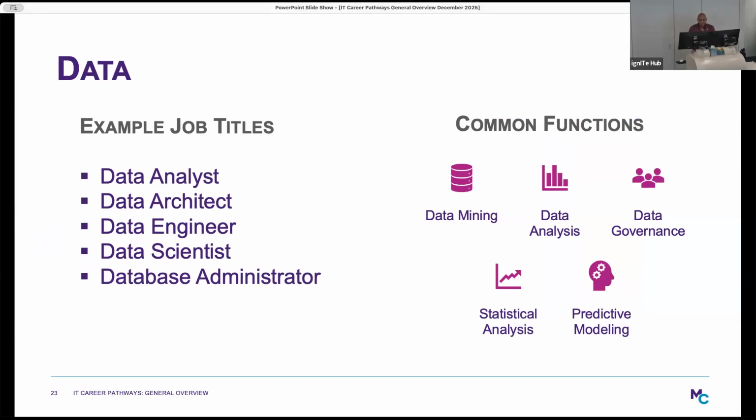And again, common functions. Let's talk about data mining, data analysis, data governance, statistical analysis, and predictive modeling. Let me break this down for you, hopefully in a minute or less. So data mining, like the title suggests, is exactly like mining in the real world. Like, let's say you're mining for gold, or for whatever mineral.